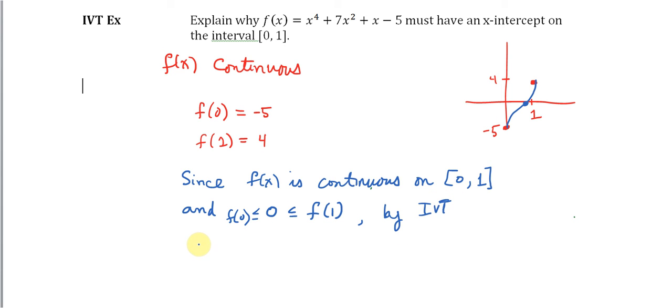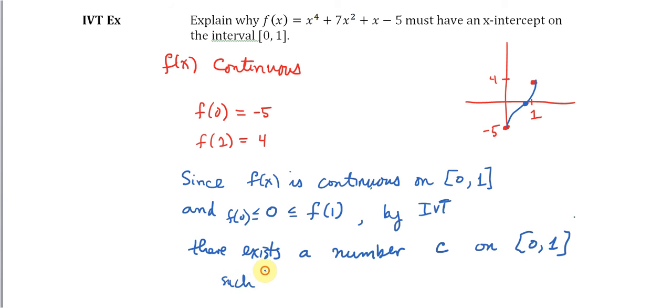By the IVT, by the intermediate value theorem, there must exist a number, we'll call it c, on the interval 0 to 1, such that f of c is equal to 0. Okay? Such that f of c is equal to 0.